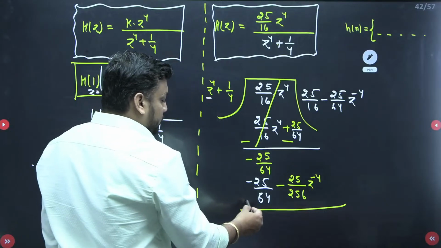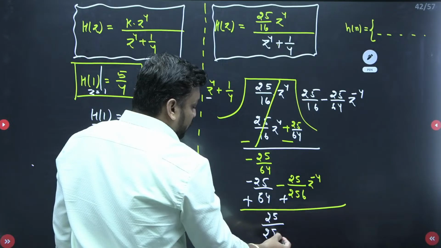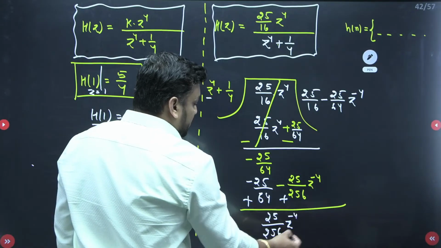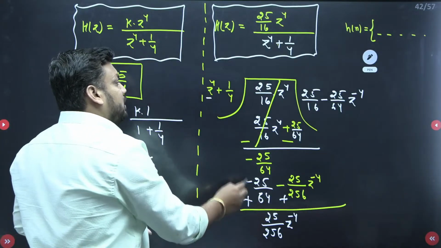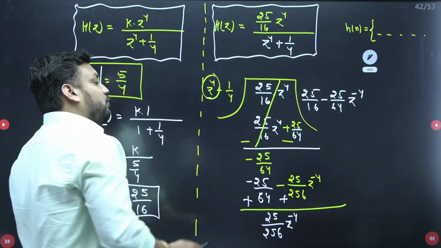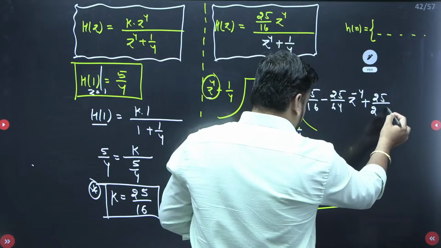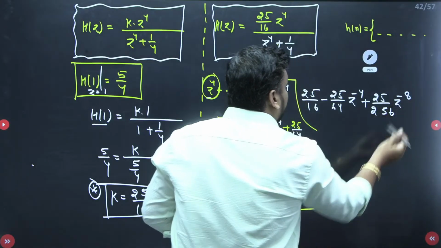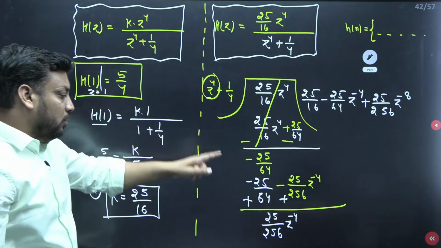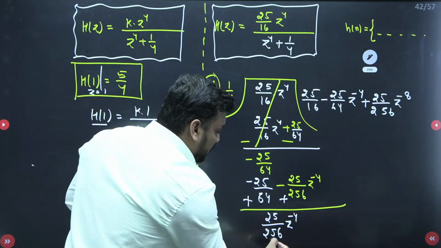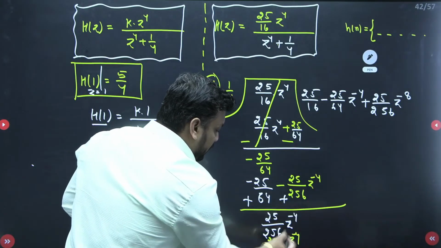Now you should tell me, guys, when you add this plus, ultimately you will get here 25 upon 256 z to the power minus 4. Now the requirement is z to the power minus 4 and available is z to the power plus 4. So you should multiply with this term plus 25 upon 256 into z to the power minus 8. If I multiply z to the power minus 8 with z to the power plus 4, ultimately I will get the same 25 upon 256 into z to the power minus 4, and it will get cancelled out.